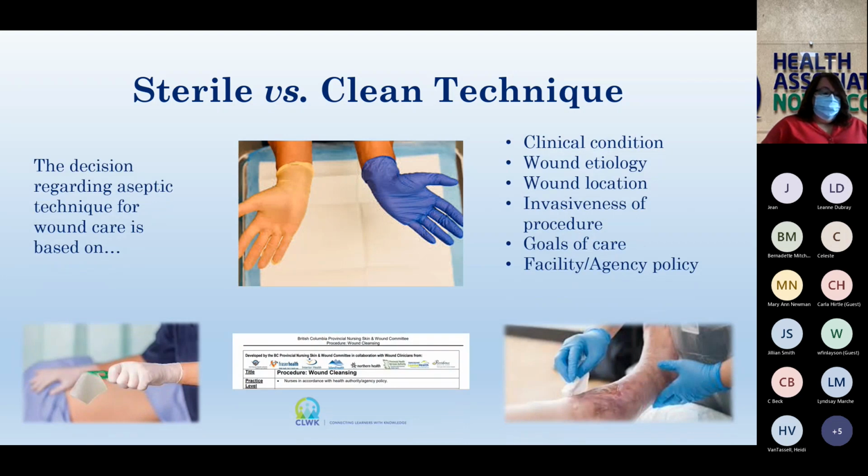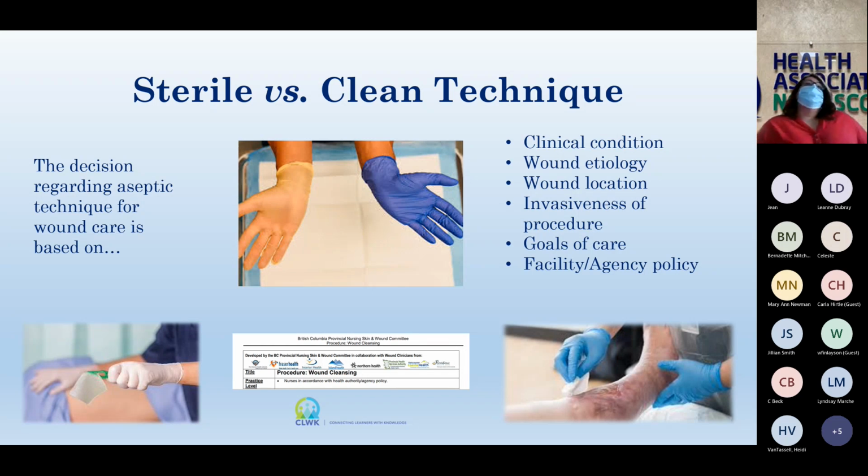The decision regarding the appropriate aseptic technique, so sterile versus clean, is made based on the resident's clinical condition, the wound etiology, the wound location, the invasiveness of the dressing procedure, the goals of care, and I really want to highlight it also depends on the facility or agency policy. All long-term care facilities have a wound management policy, so you should be familiar with it and know what's expected in the facility in which you work.